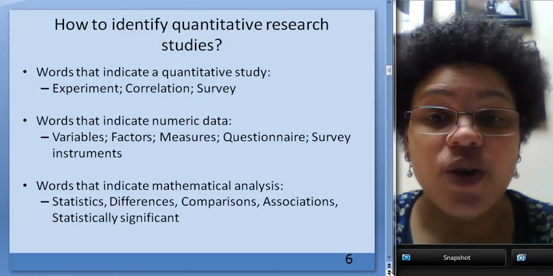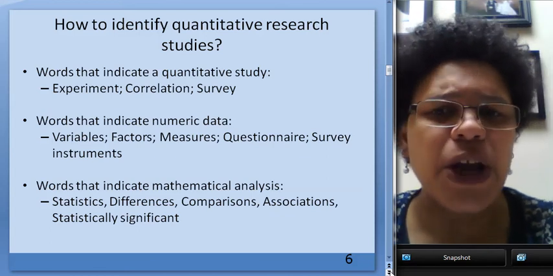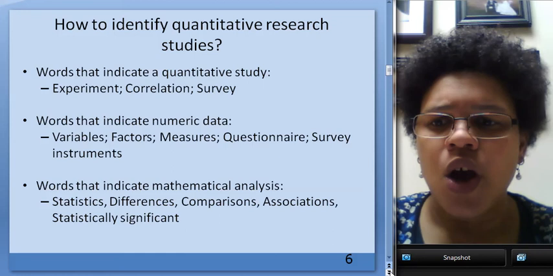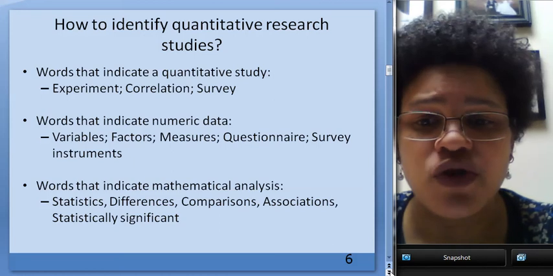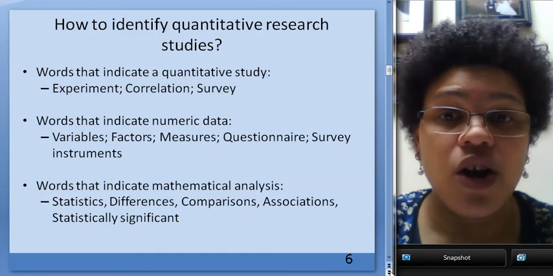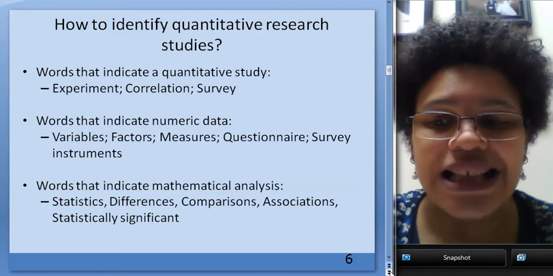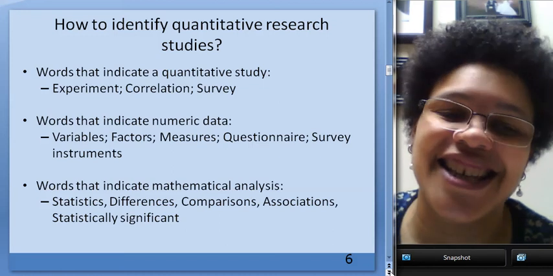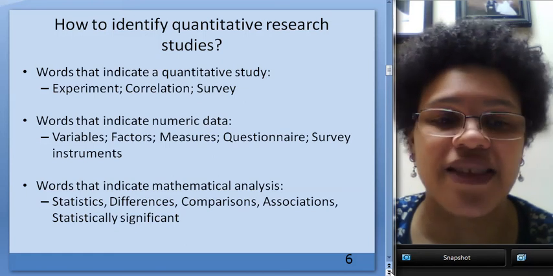So how to identify quantitative research studies? Some words that might indicate them are experiment or correlation or survey or regression, that kind of thing. Words that indicate numeric data, things like variables, factors, measures. It may be a questionnaire or a survey instrument. Surveys can also be qualitative, but often they're quantitative. Words that indicate mathematical analyses: statistics, differences, comparisons, associations, and statistically significant, which is something I'm going to explain because it pops up a lot. We'll explain that as we go on in the course.